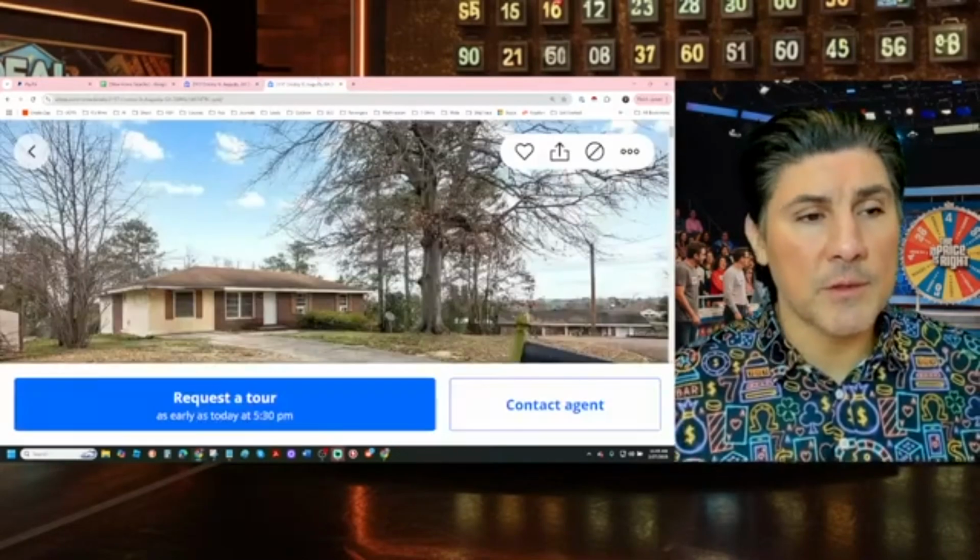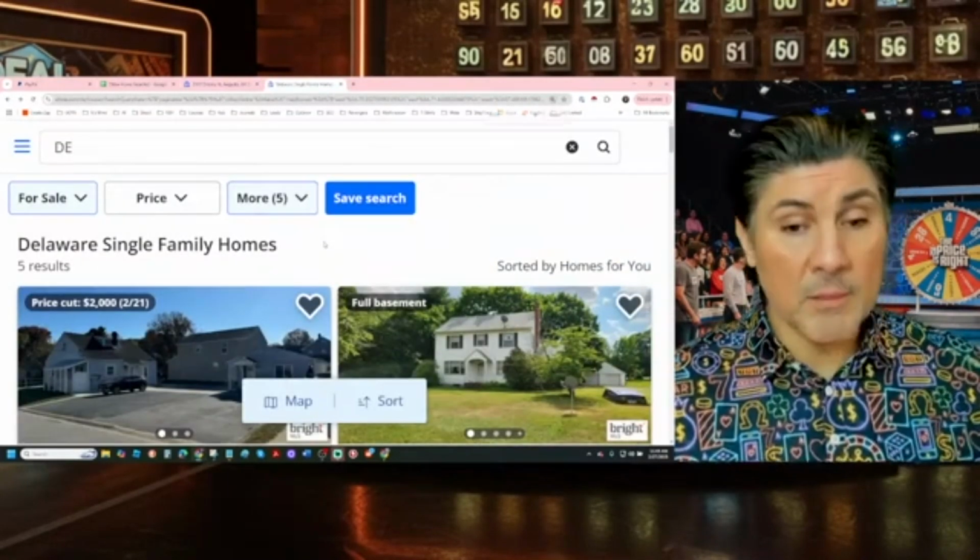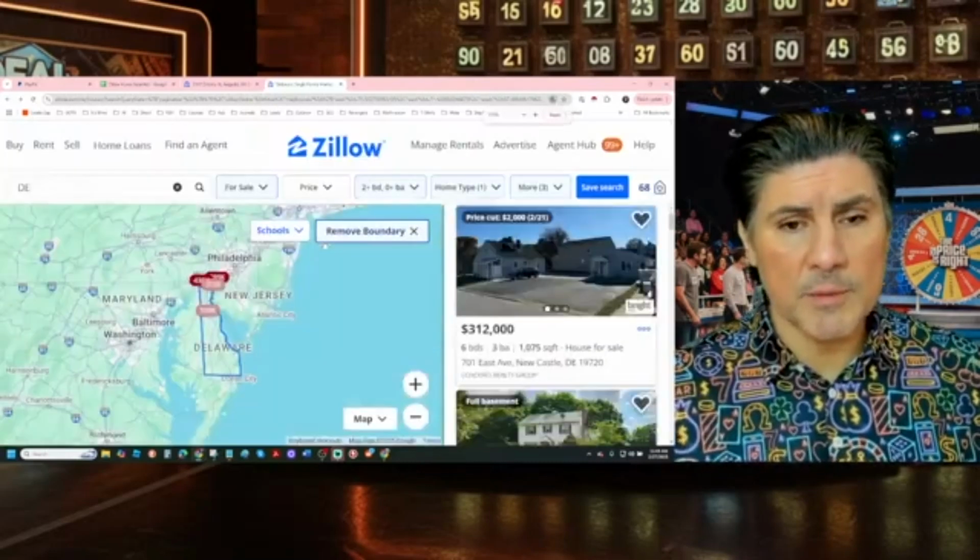Then I go back to my second window that I opened up. I'm going to have to minimize this because now I'm going to be looking for comps.